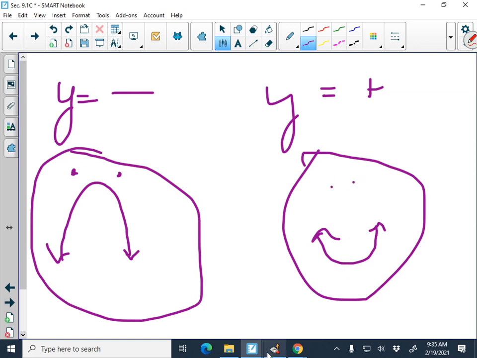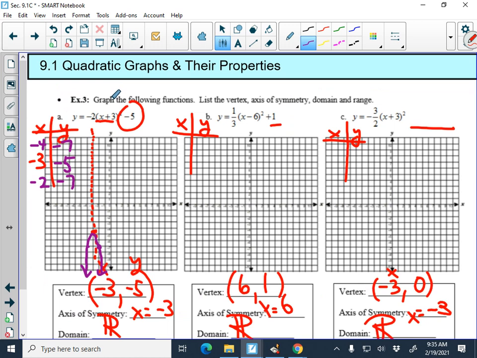Okay? So this one had a negative. It was definitely going to open downward. So how do you think this one's going to open? Up or down? Up. It's a positive. Now the 1/3 might change some things, but we're going to make a table.